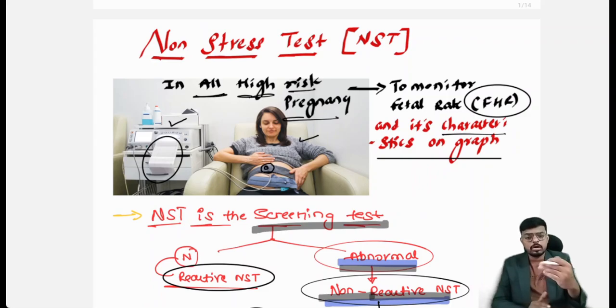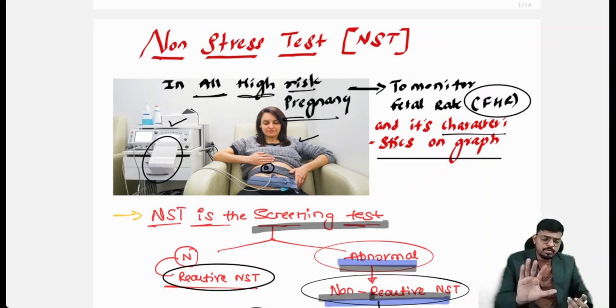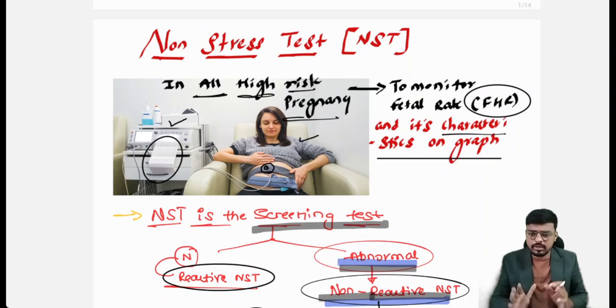Why do we have to do it? To monitor the fetal heart rate and its characteristics, like whether the beat to beat variability is present or not, whether the acceleration is present or not, whether the fetal heart rate is normal, or it may go to bradycardia or to tachycardia. To assess the fetal heart rate and its characteristics we use the NST. That is the reason in case of high risk pregnancy we recommend going for the NST.